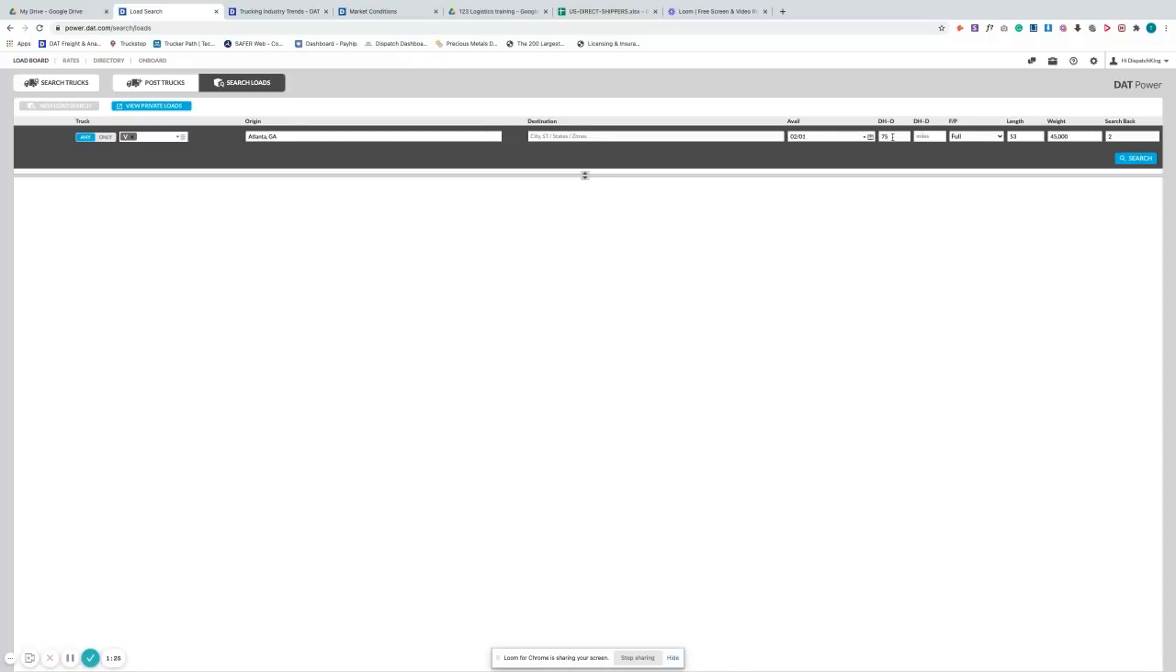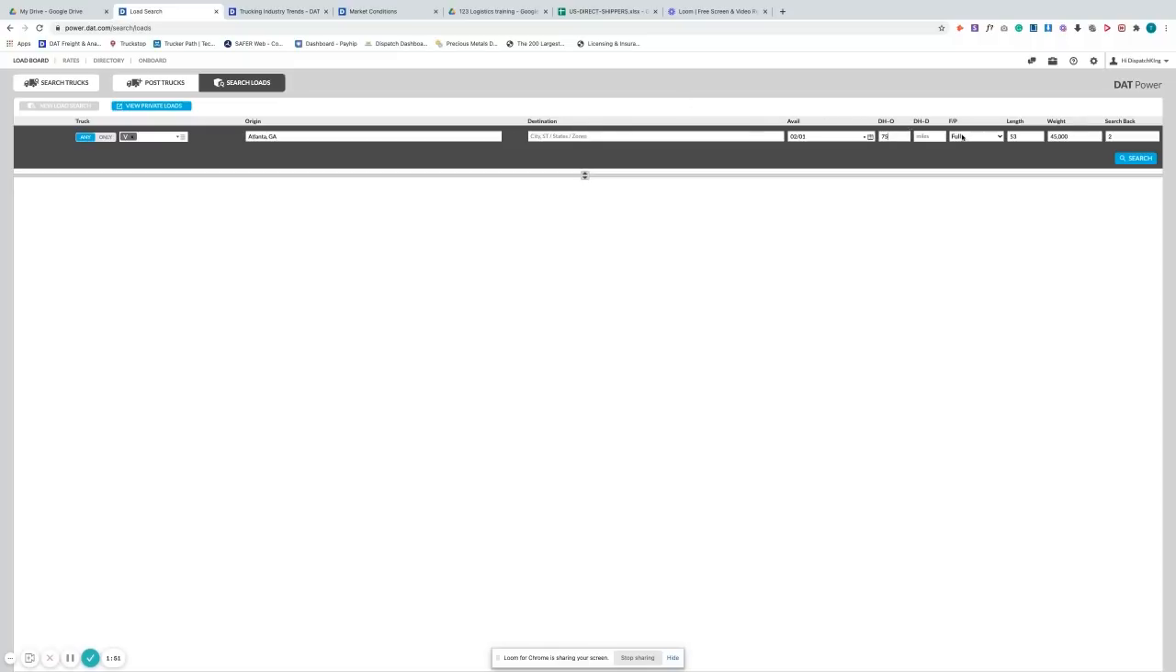I don't really like to send a driver no further than 75 miles outside of Atlanta for the deadhead origin. And for the deadhead destination, just to say I was sending the driver to Houston, Texas, and I put 75 miles right there, I'm looking for loads that can get the driver within 75 miles of Houston, Texas.